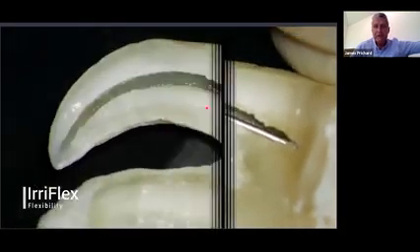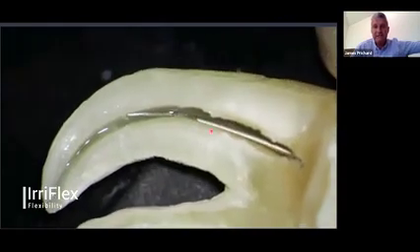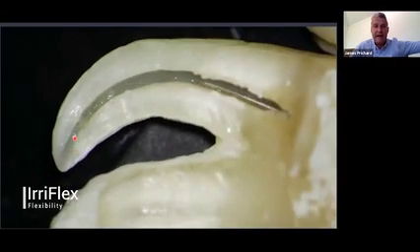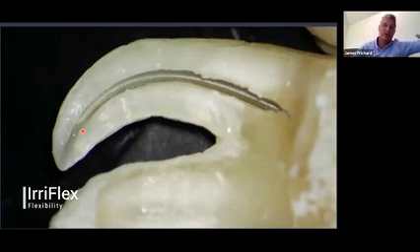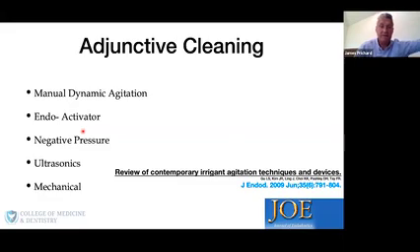Okay, traditional steel irrigating needles: side-vented, monojet design, blunt-ended, side-vented needle. Provided the needle is not bound in the canal and can move freely, and we don't try and power hose the inside of the canal, we deliver our irrigant at a steady, gentle flow rate, it has the potential to be a safer way of delivering our irrigant.